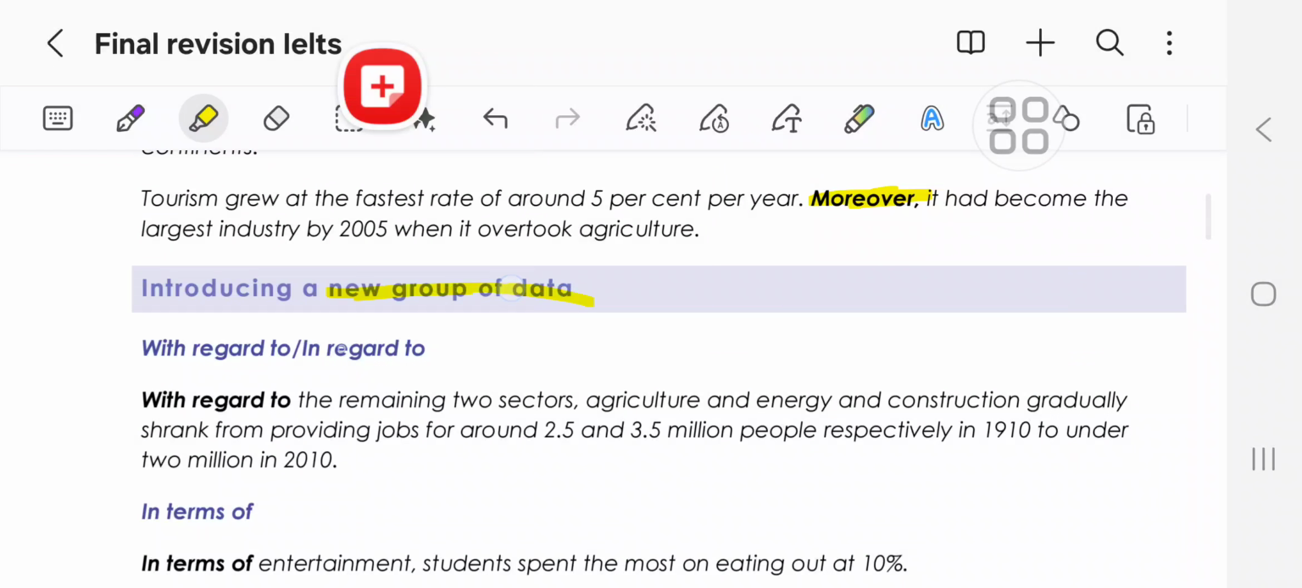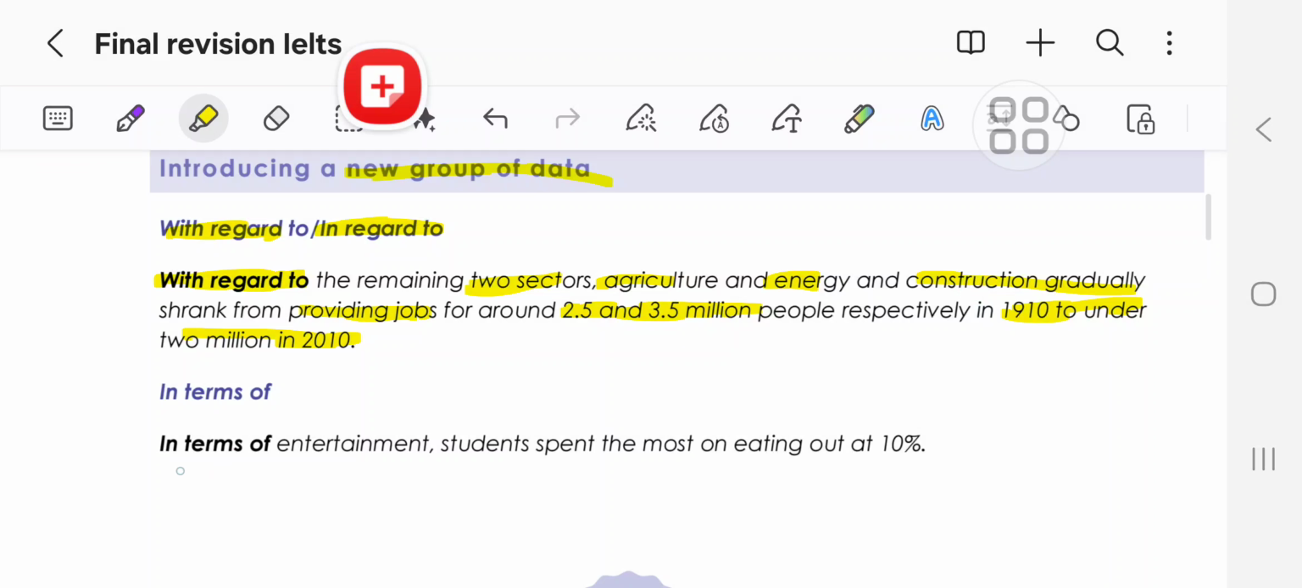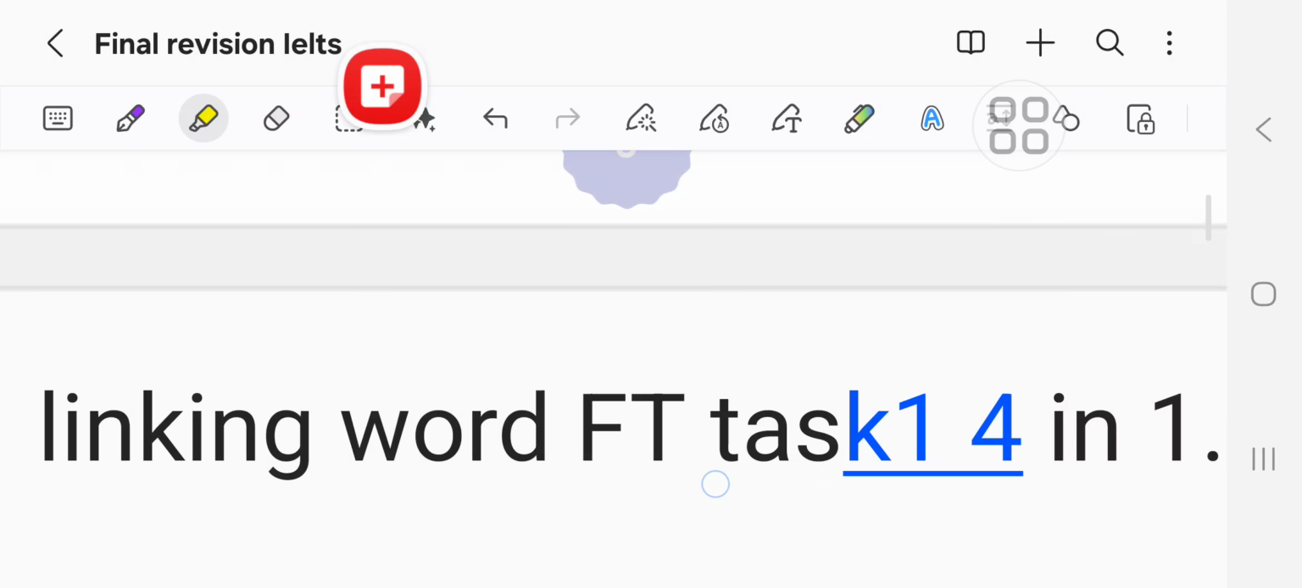Introducing a new group of data: with regards to the remaining two sectors, agriculture, energy and construction gradually shrank, providing jobs for 2.5 and 3.5 million people respectively in 1910 to under 2 million. So with regards to, or in regards to, you can just start the sentence with it. It's something like: with regards to, in terms of entertainment, students spend 10% of that. So remember that. Okay, so that's how you can do that.